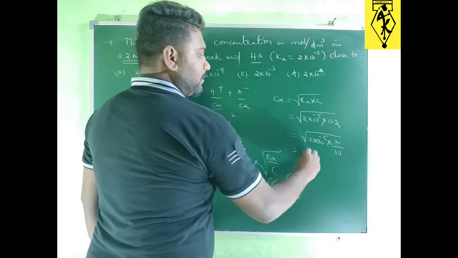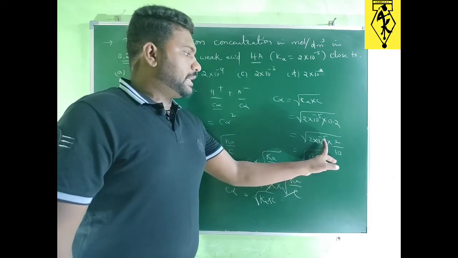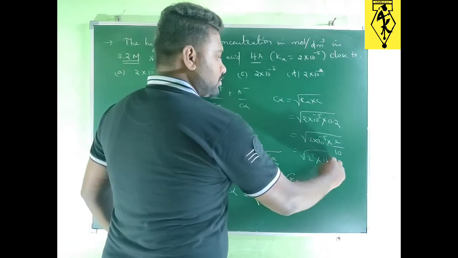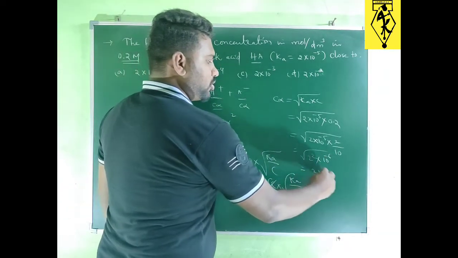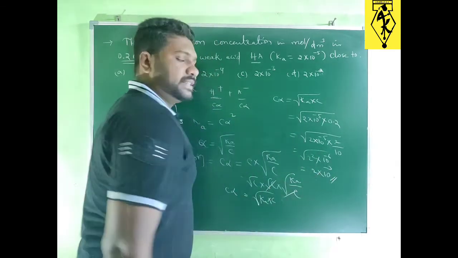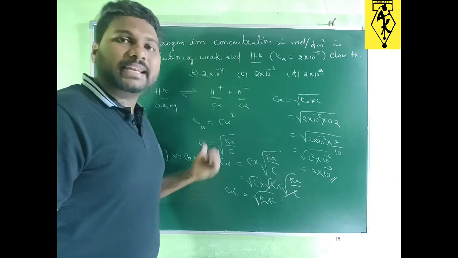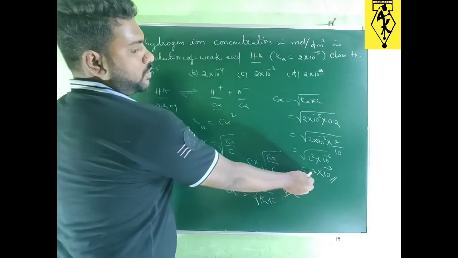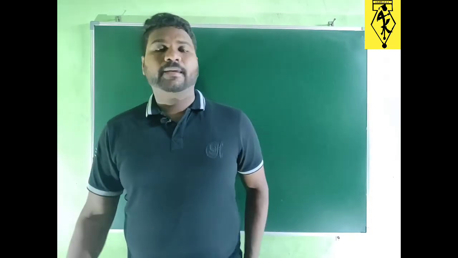So 2 square into 10 power minus 5 divided by 10. So it becomes 10 power minus 6. So you will get 2 into 10 power minus 3. This is the concentration of H plus ion or H3O plus ion in the given acid. So which option is correct? 2 into 10 power minus 3. This option is correct. This is all about this video.